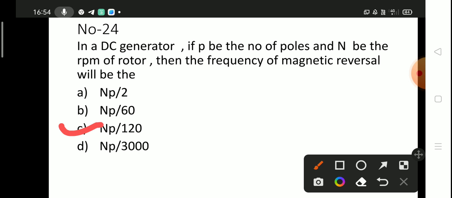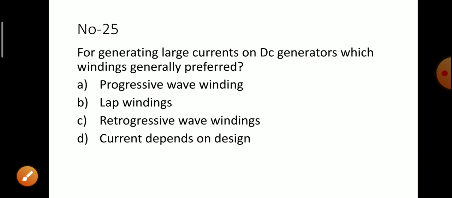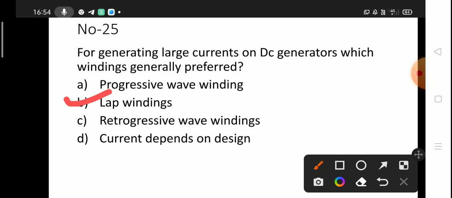NP by 120. Question number 25. For generating large current in a DC generator, which winding will be preferred? A. Progressive wave winding, B. Lap winding, C. Retrogressive wave winding, D. Current depends on design. And the right answer is B. Lap winding.